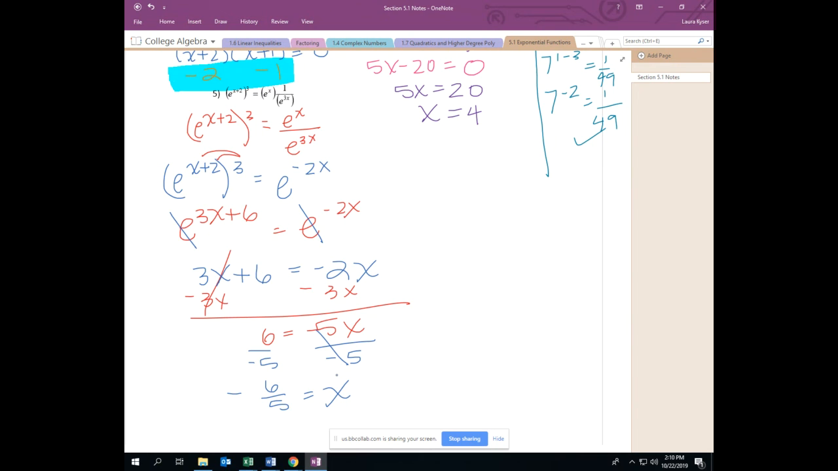So that's all for section 5.1. Section 5.2 is going to get into some applications. So we're going to be dealing with how these things are actually used in the real world. And then after that, we'll start talking about the logarithm stuff.